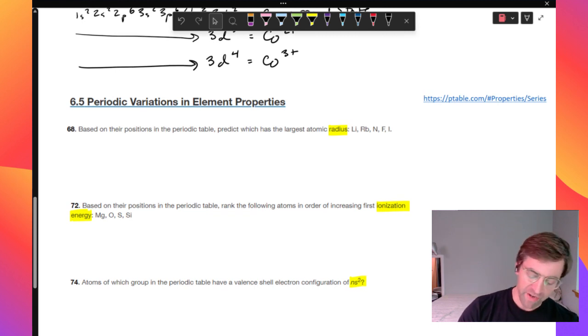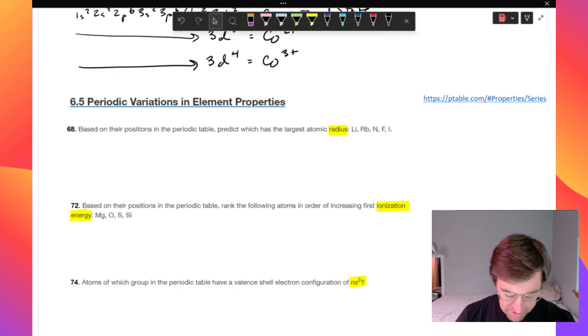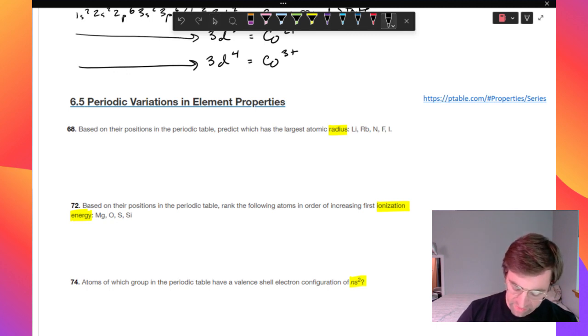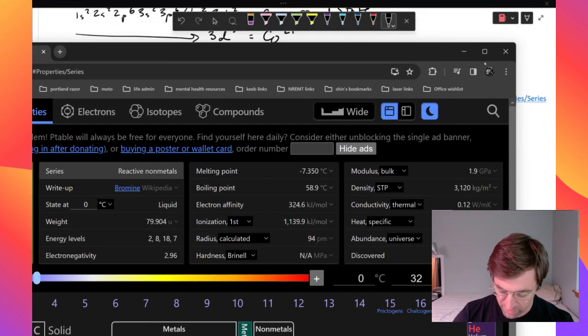Periodic variations in element properties. Based on their position in the periodic table, predict which has the largest atomic radius. We have lithium, rubidium, nitrogen, fluorine, and iodine. I'm going to share with you my favorite, again, I've shown you this before, but I'm going to show you some new functionality with this.